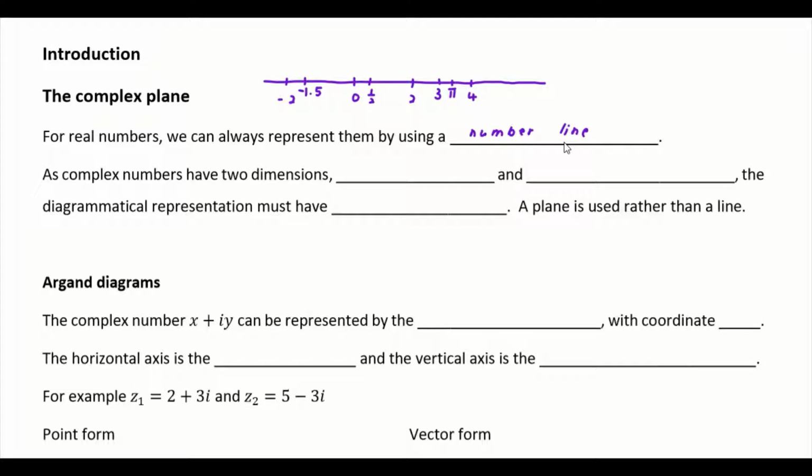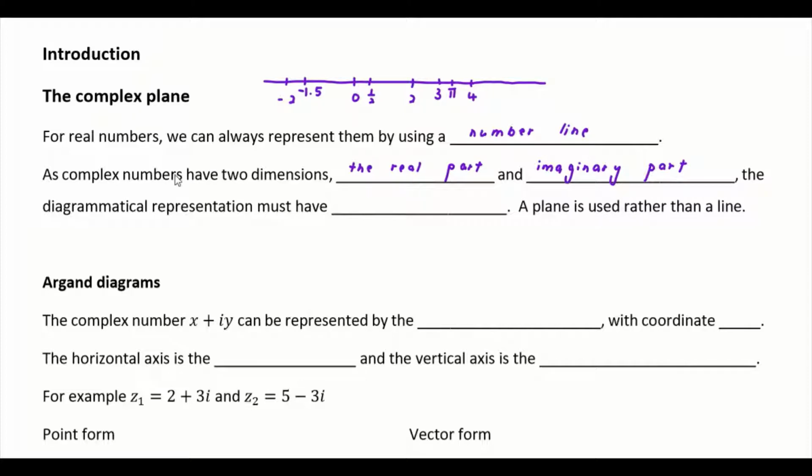But how about a complex number? The problem is that a complex number is made up of two things: the first one is the real part, and the second one is the imaginary part. If we were to put them onto a number line, we would have a problem: are we going to order them in terms of the real part or in terms of the imaginary part?